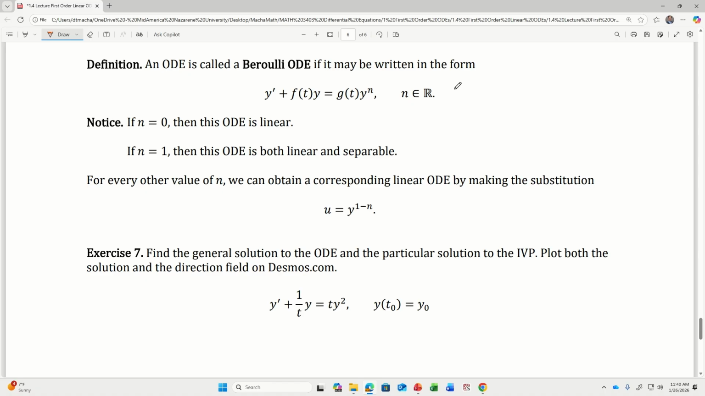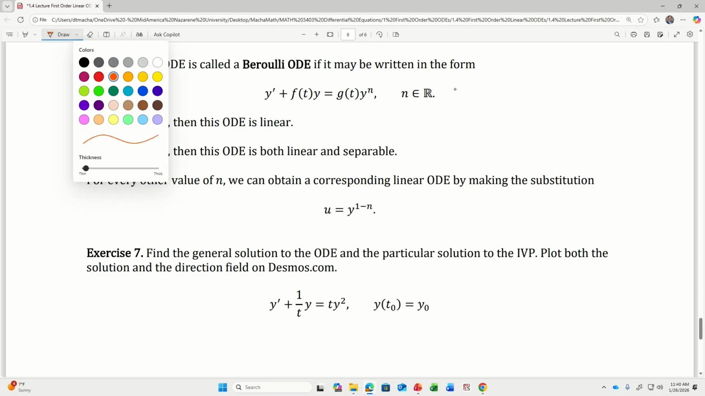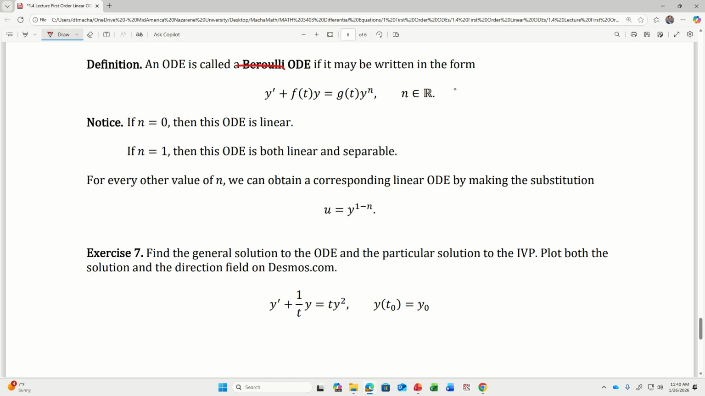We're making good time. We've got 20 minutes left, and this is my last problem to show you. An ODE is called a Bernoulli. That should be an N in there, Bernoulli. Like the mathematicians. There's several Bernoullis. An ODE is called a Bernoulli ODE if it can be written in this form.